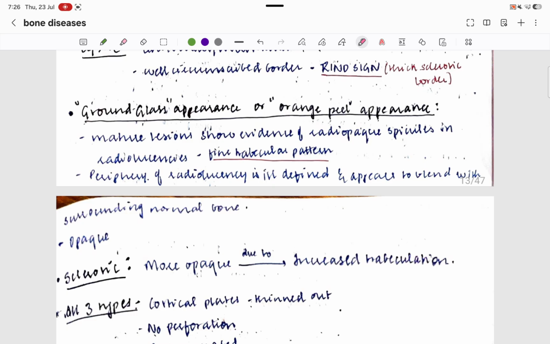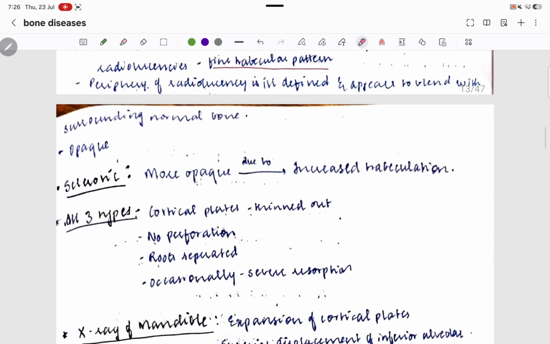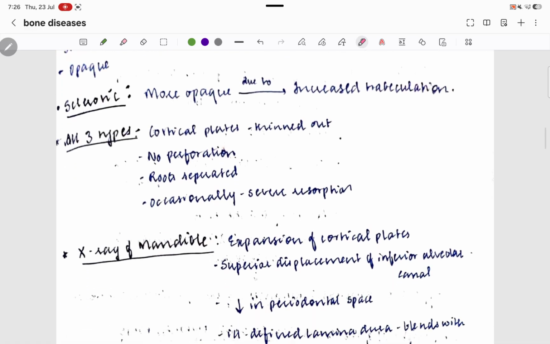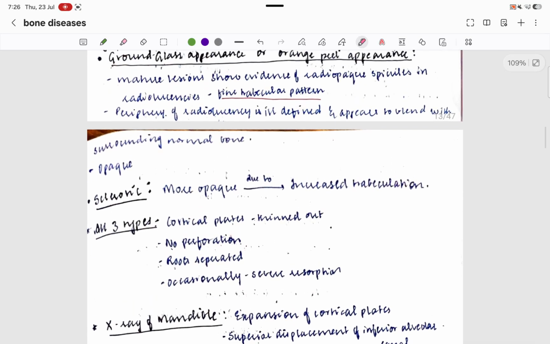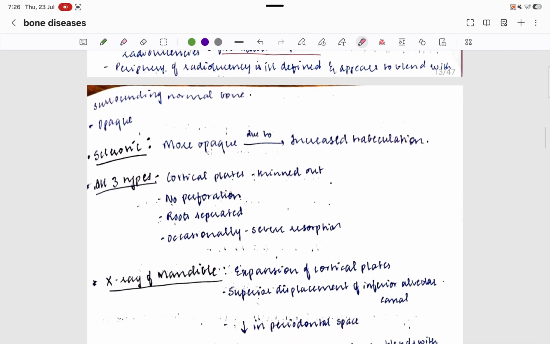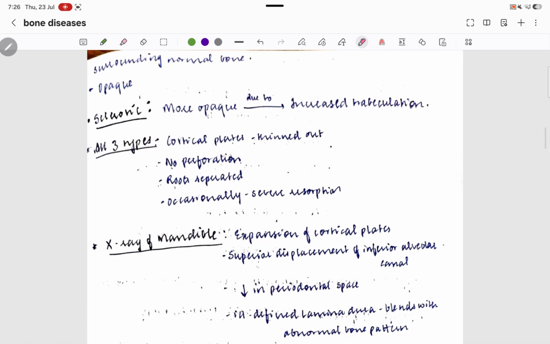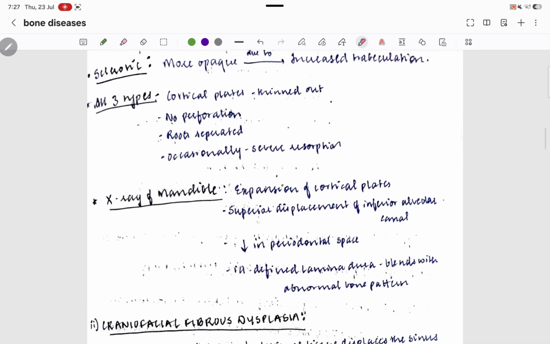In the radiograph, it is usually radio-opaque spicules in the radiolucencies. Then the peripheral radiolucency is ill-defined and appears to be blending with the surrounding normal bone. So the three variants are translucent, opaque and mixed. Then coming to the sclerotic, it is basically opaque and has increased trabeculations. And if it is sclerotic, there is cortical plate perforation.